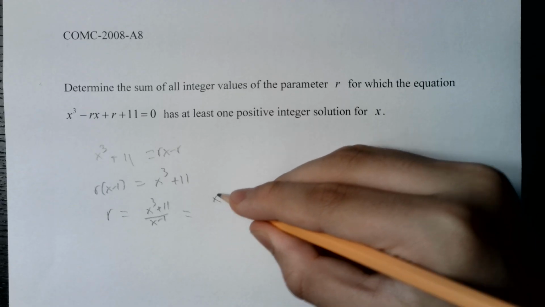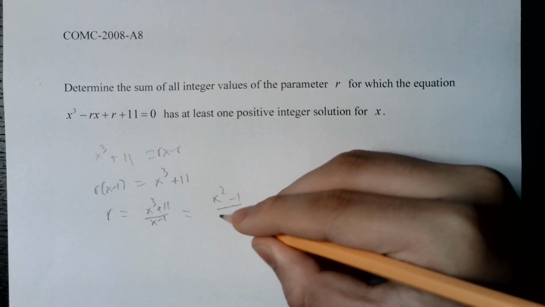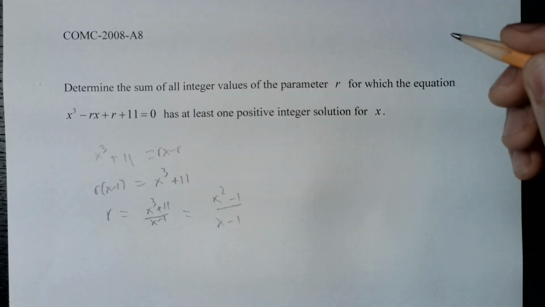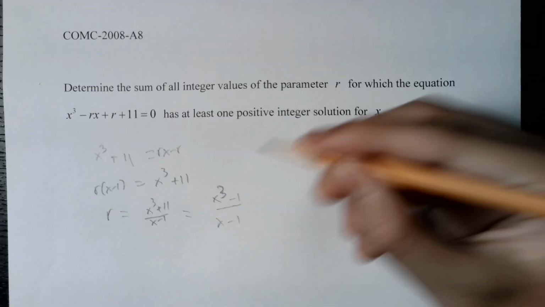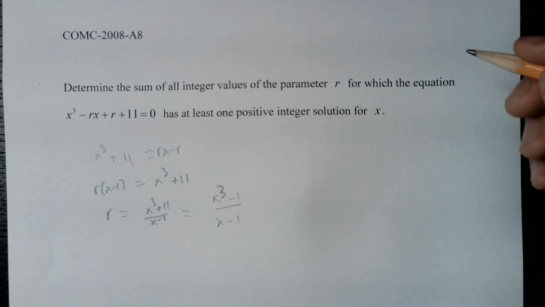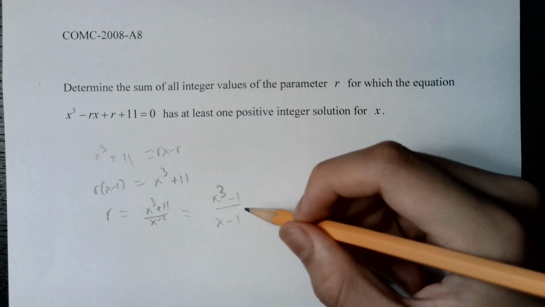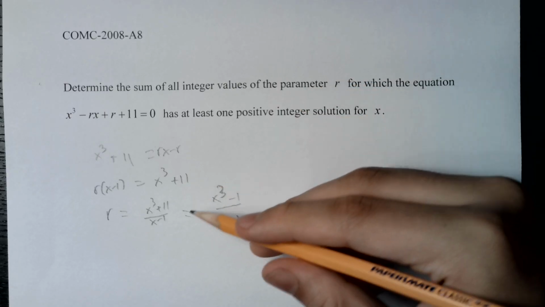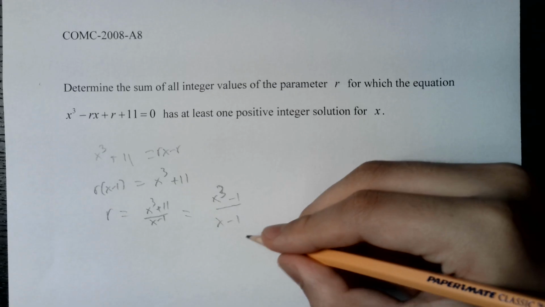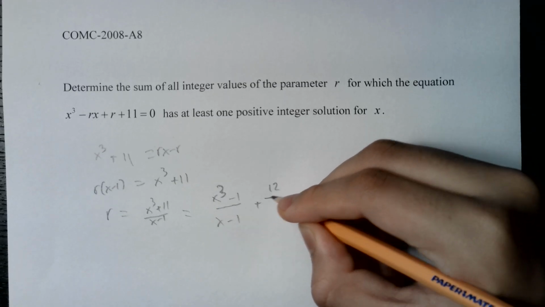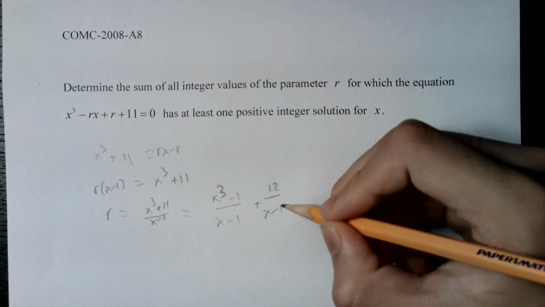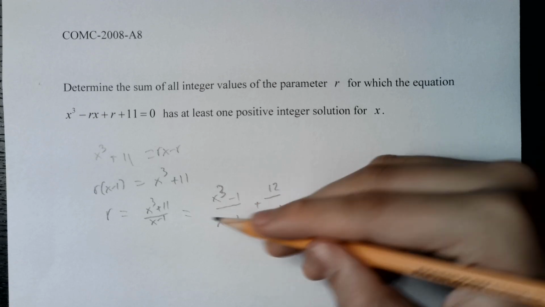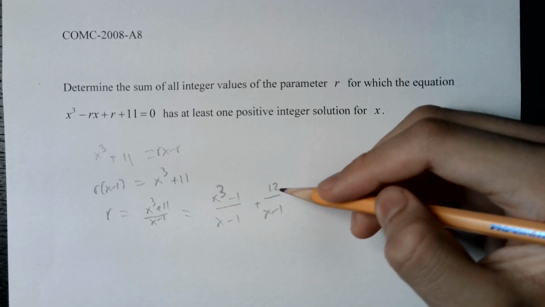Instead of x^3 + 11, let's do x^3 - 1, and on the bottom, x - 1 as well. But where did that 12 go? We just took away 12, so that's why you need to add it back later in the equation. This is still the same equation, I just turned the 11 into a negative 1 and a 12.